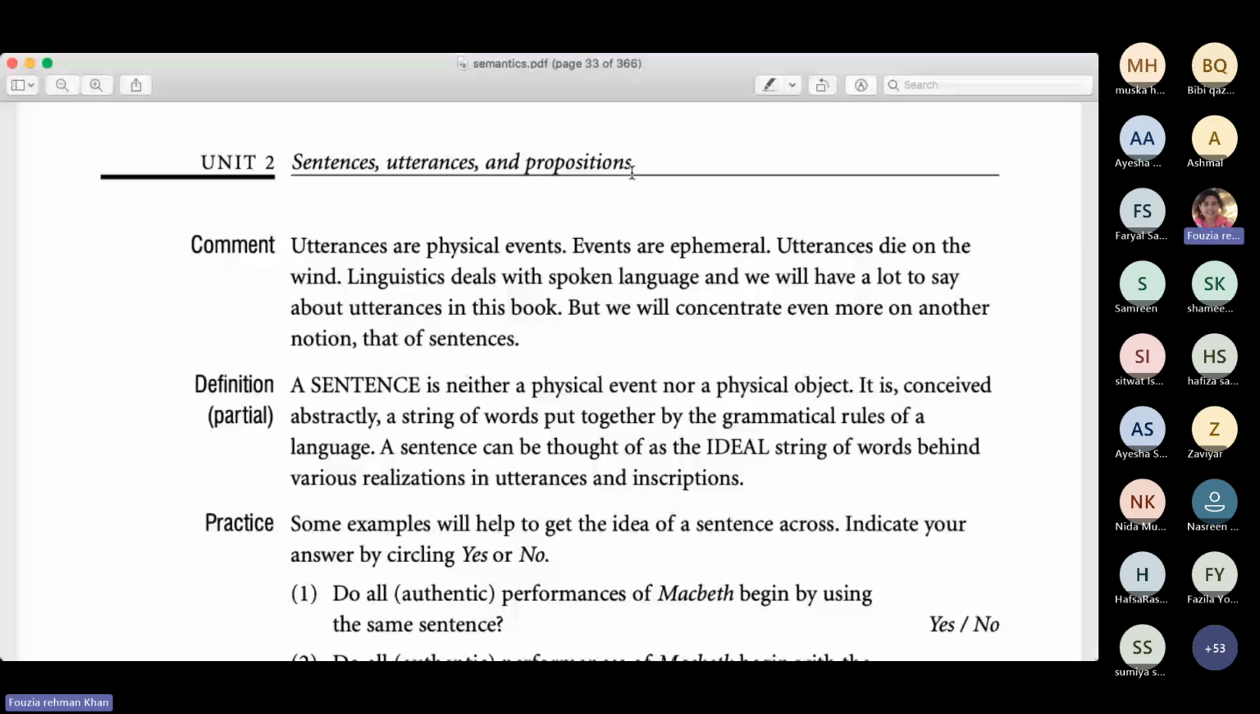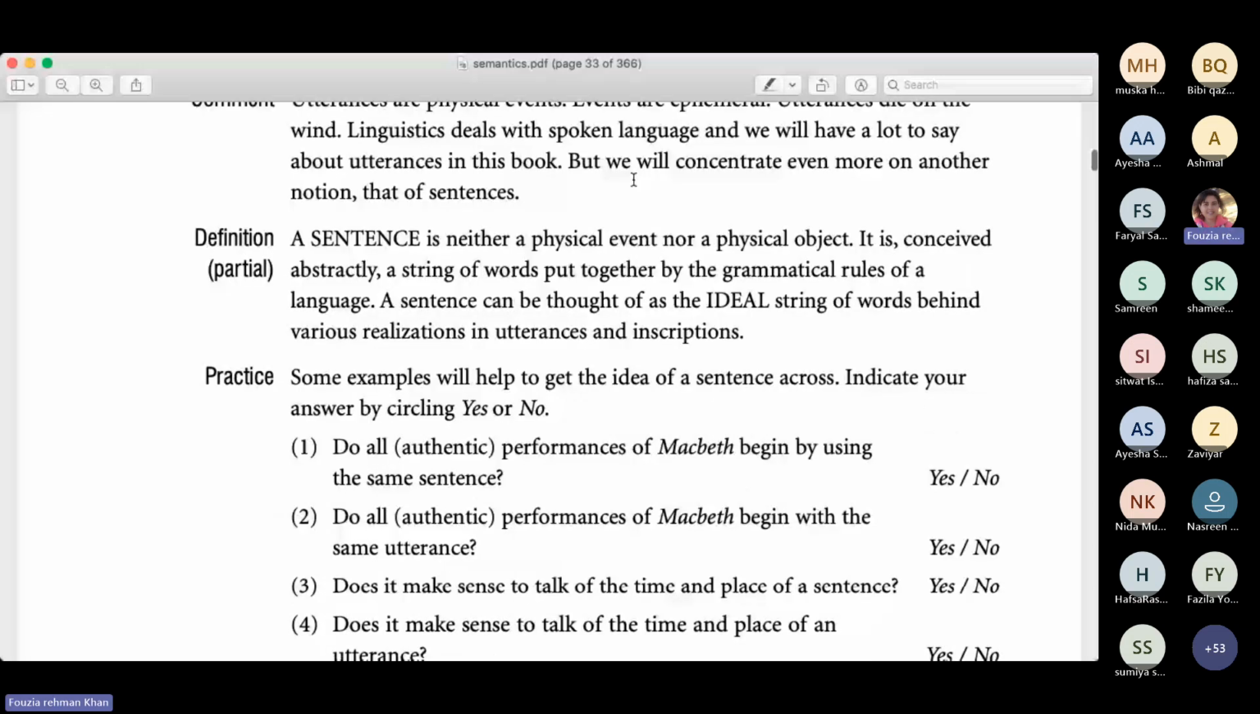Okay. So linguistics deals with spoken language, and we will have a lot to say about utterances whenever we are talking about context, conversation, interaction. We talk about utterances more of the time and less about sentences. Okay. So I hope till now, whatever we have done to understand utterance, it is clear, and we have done it through practice also. Now we are moving towards what is a sentence.